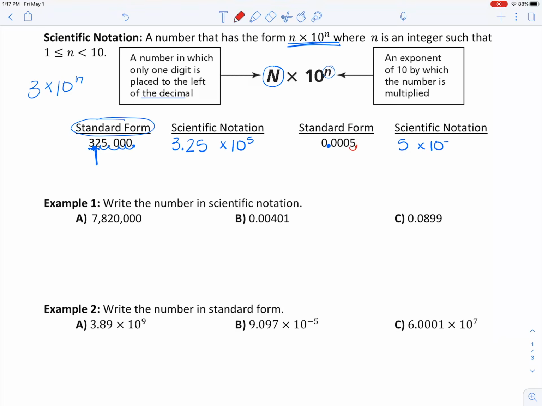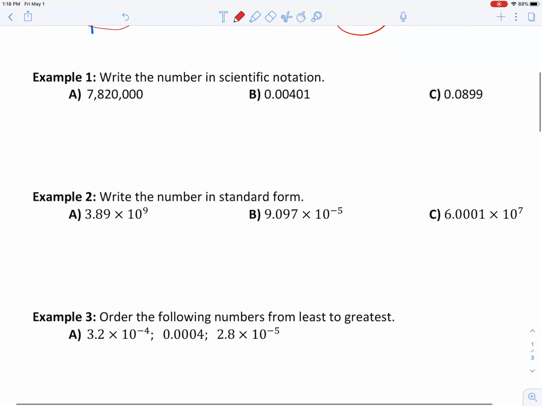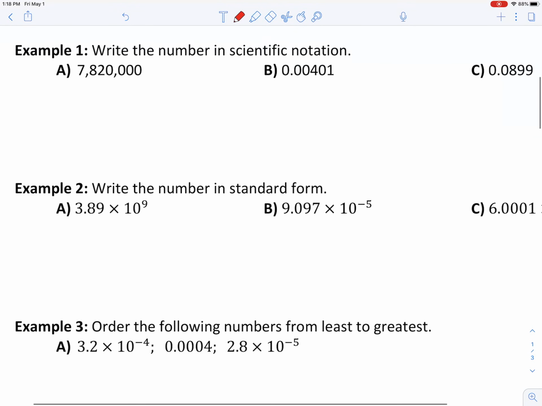Okay, 1, 2, 3, 4. I moved it 4 places to the left to get the actual number. So that would be 5 times 10 to the negative 4th. So really kind of a good tip is that if we have large numbers, you're going to have a positive exponent. If we have small numbers, you're going to have a negative exponent. So that's just a good way to remember it.